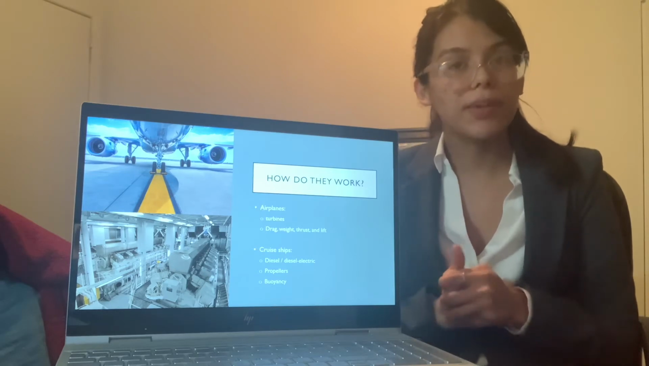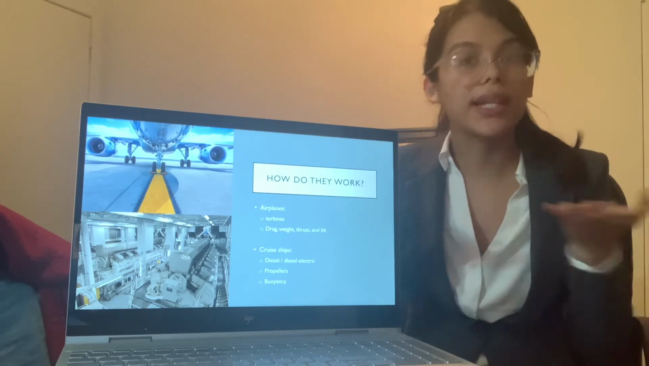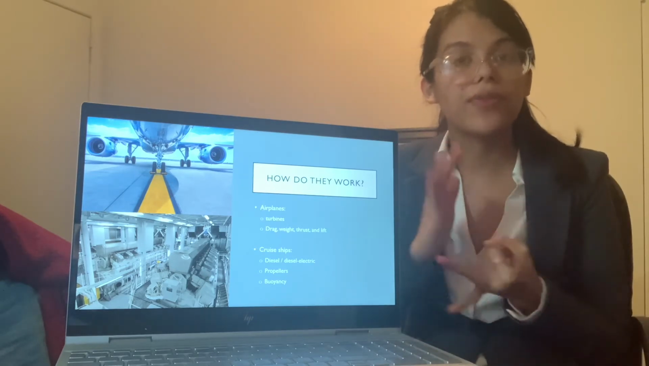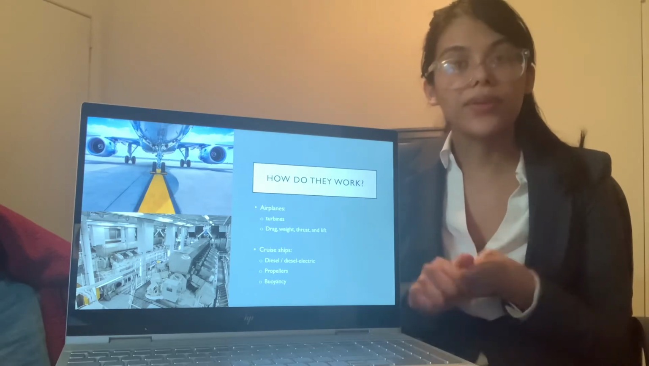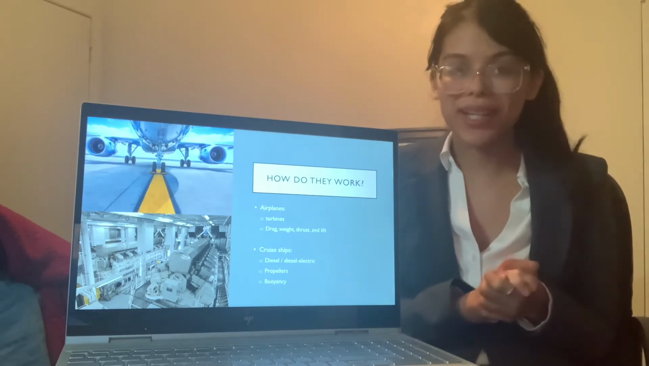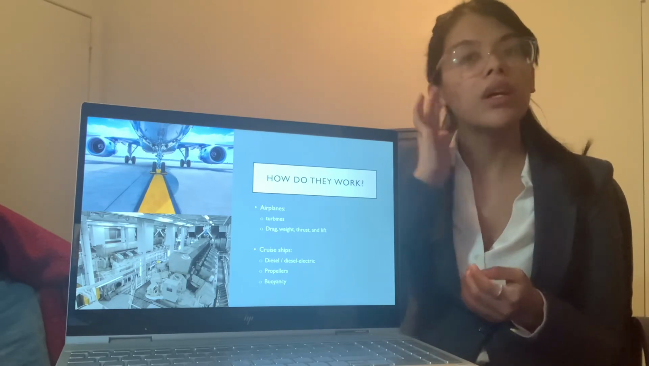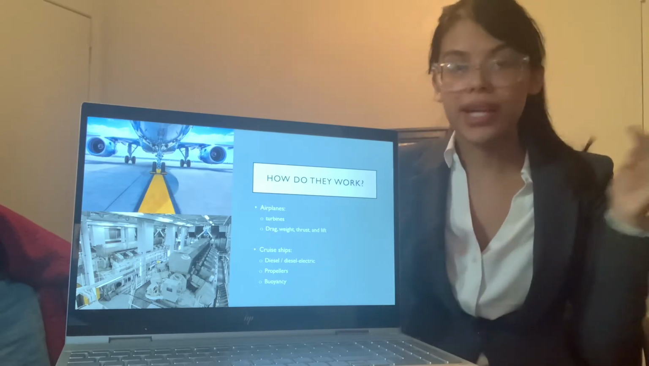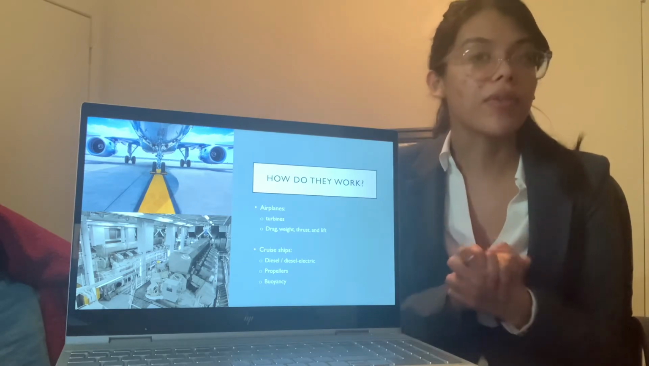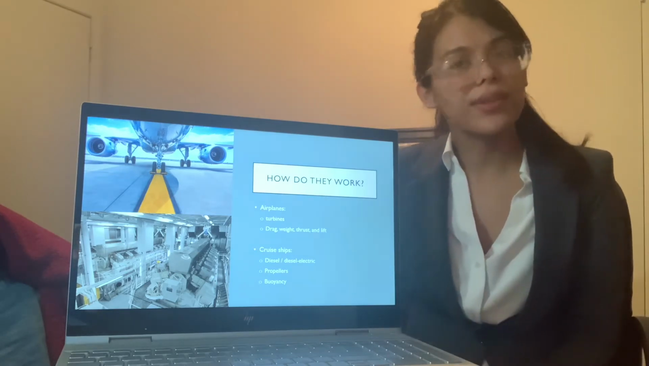The forces that come into play that keep the airplane in the air are lift, thrust, weight, and drag. Lift obviously lifts up the airplane, weight pulls down the airplane to earth, drag slows down the airplane, and thrust pushes the airplane forward. So how does a cruise ship work?